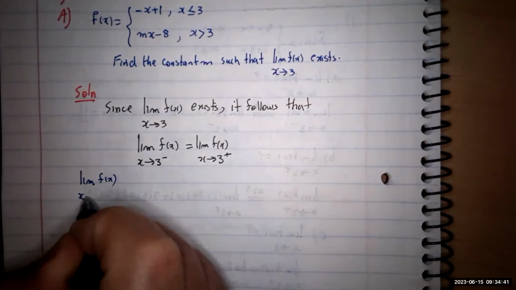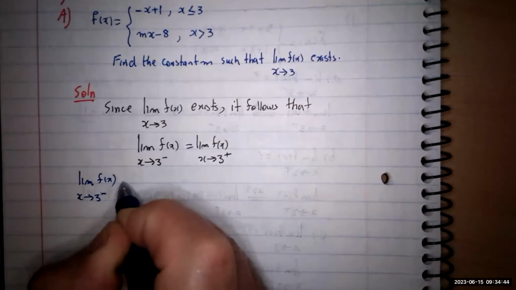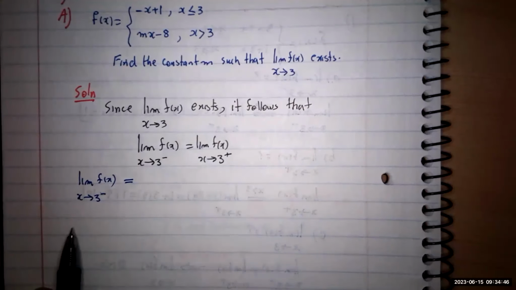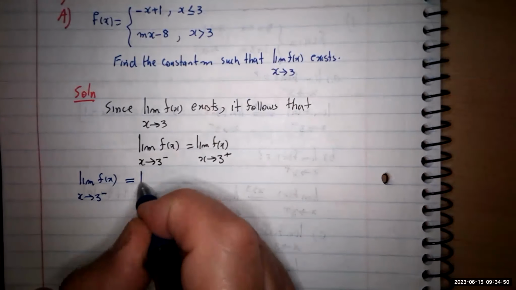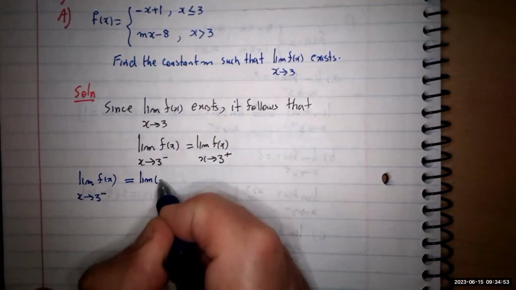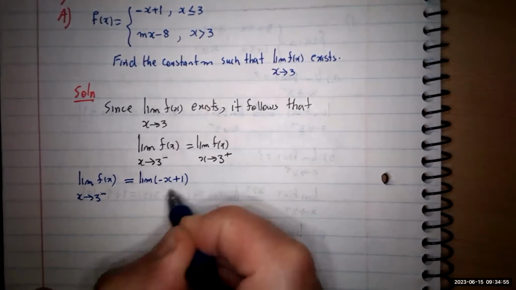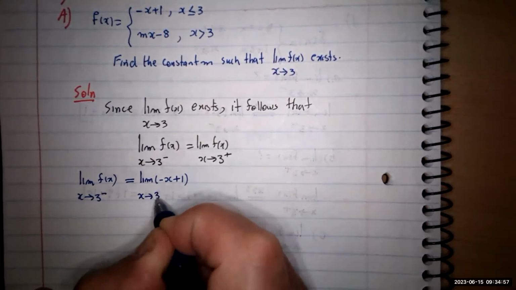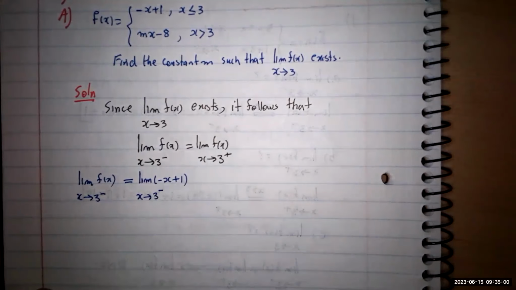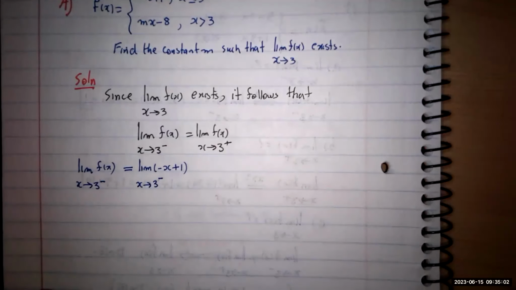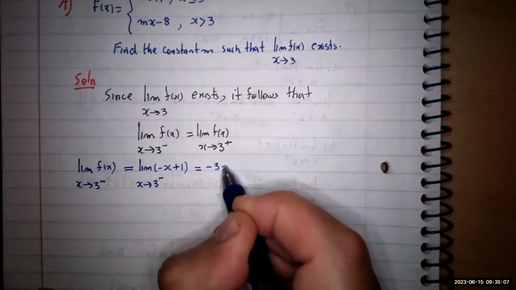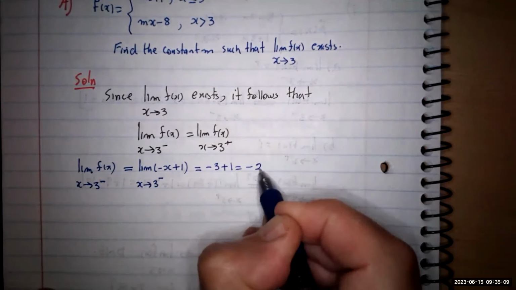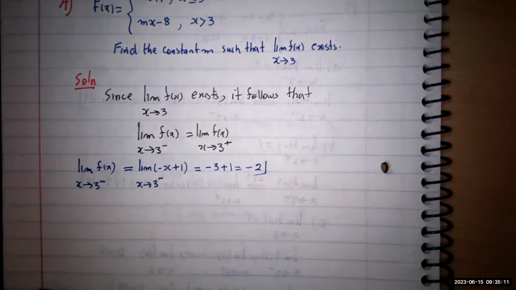The limit of f of x as x goes to 3 negative. Now you know that 3 negative means x is less than 3, so the function to be used is the first part. That gives the limit of negative x plus 1 as x goes to 3 negative. That negative on the top is the direction, so we took care of the direction. Now direct substitution, you put x equal to 3. That gives you -2 for the left limit. Any question?